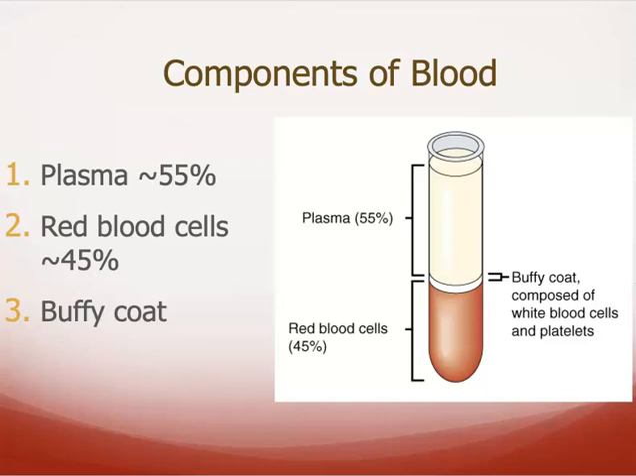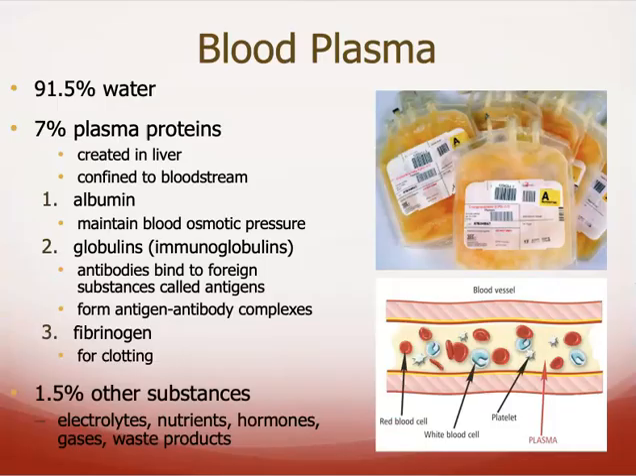Components, if we were to stick a vial of blood into a centrifuge and spin it, what we would find is that it is about 55% plasma. We'll talk about the components of plasma in a slide. And about 45% red blood cells, and then there's this tiny little amount that is composed of white blood cells and platelets.